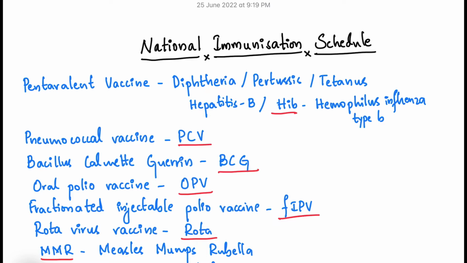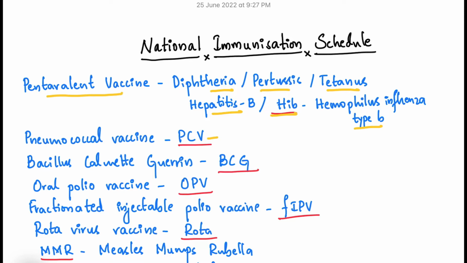So beginning with the national immunization schedule, firstly we will go over what are all the vaccines that we give during this schedule. We have the pentavalent vaccine, which includes diphtheria, pertussis, tetanus, hepatitis B and HIB, which is nothing but Haemophilus influenzae type B. Then we also have the pneumococcal vaccine denoted by the PCV. We have Bacillus Calmette-Guerin, which is BCG, given for tuberculosis.